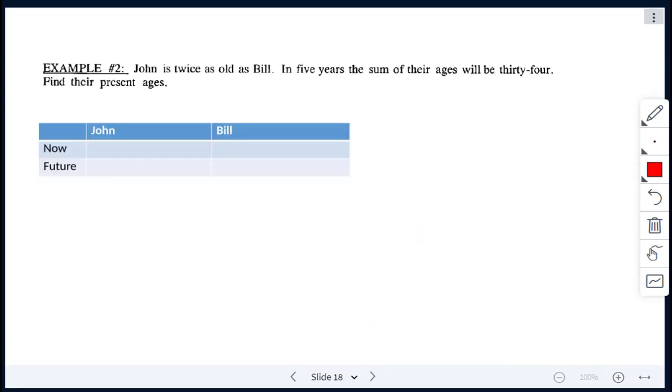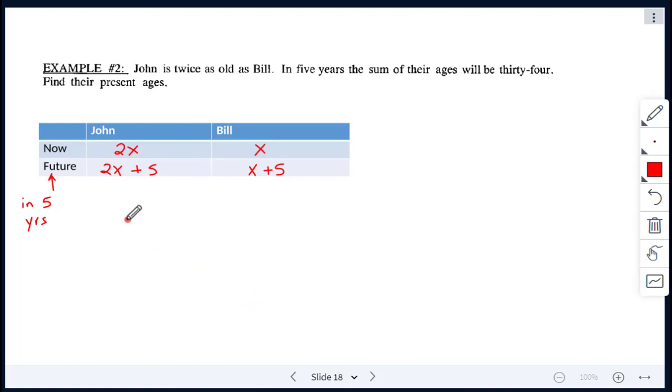All right, our next example, John is twice as old as Bill. So therefore, Bill is x. John is twice as old as Bill, so 2x. In 5 years, the sum of their ages will be 34. Find their present ages. So that means in 5 years, right? So 5 years into the future. So that means we're going to take our 2x and we're going to add 5. And here we're going to take our x and we're going to add 5. And it just says in 5 years, the sum of their ages will be 34.